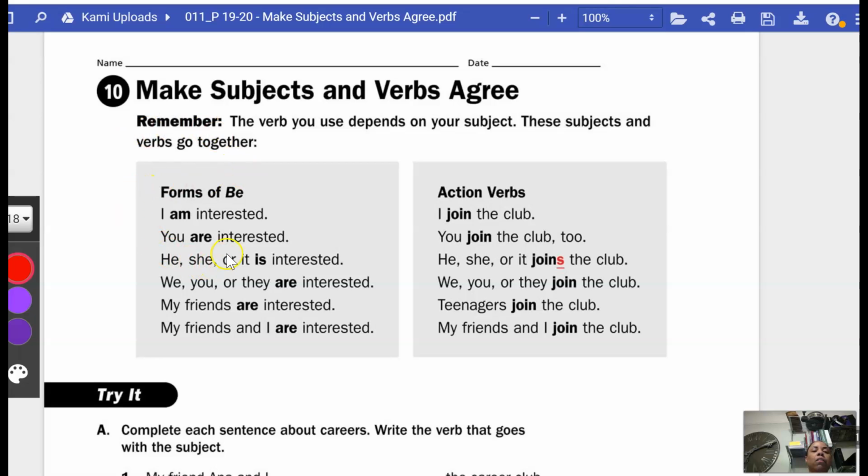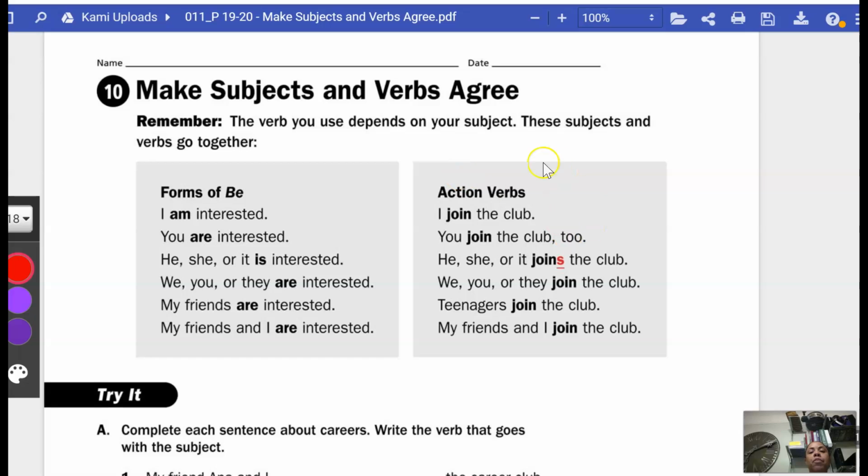So in this column on the left, you have different forms of the verb be, okay? Instead of saying I be interested, you would say I am interested. If you're talking about you in the second pronoun, you would say you are interested. He, she, or it is. We, you, or they are interested. My friends and I are interested.